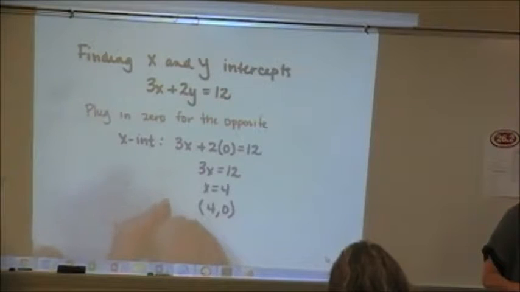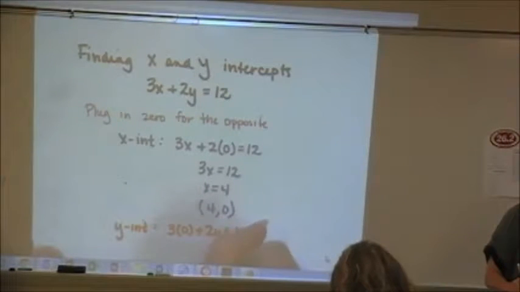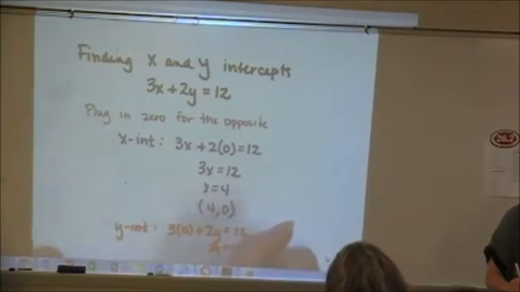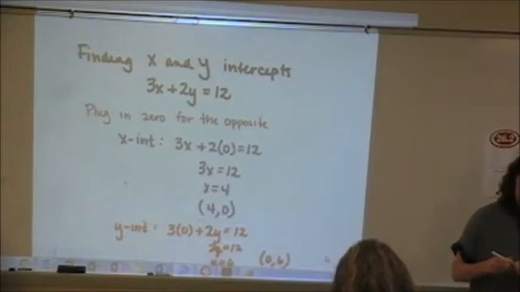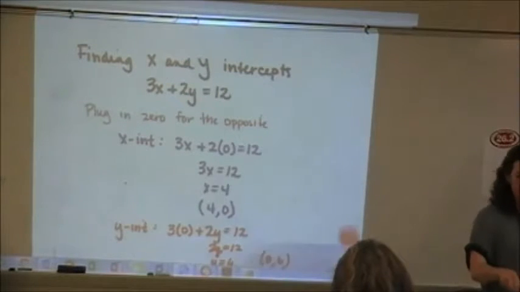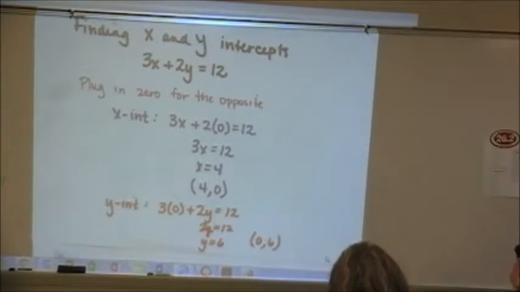For my y-intercept, I plug in 0 for x. So you would write it as the ordered pair 0, 6.